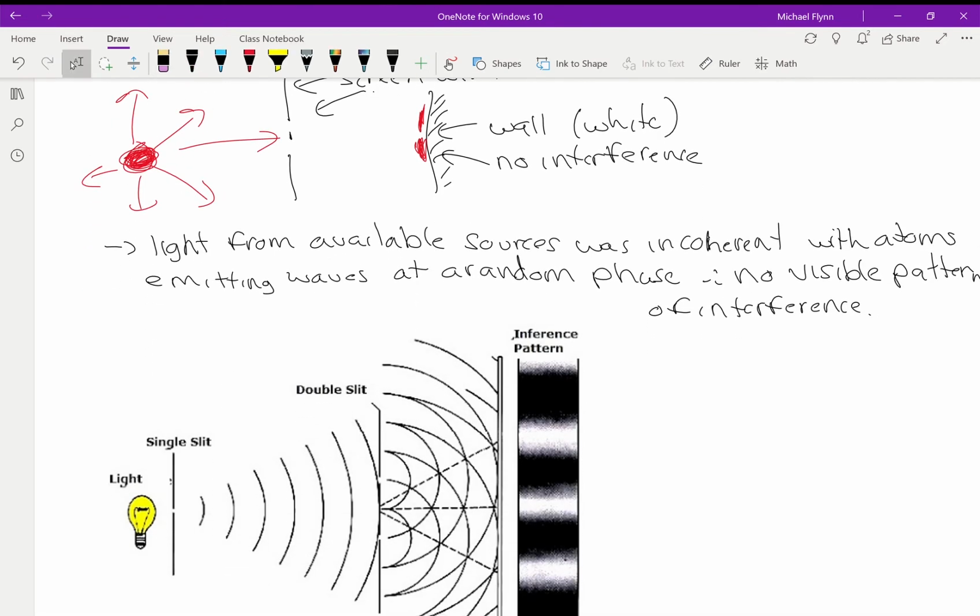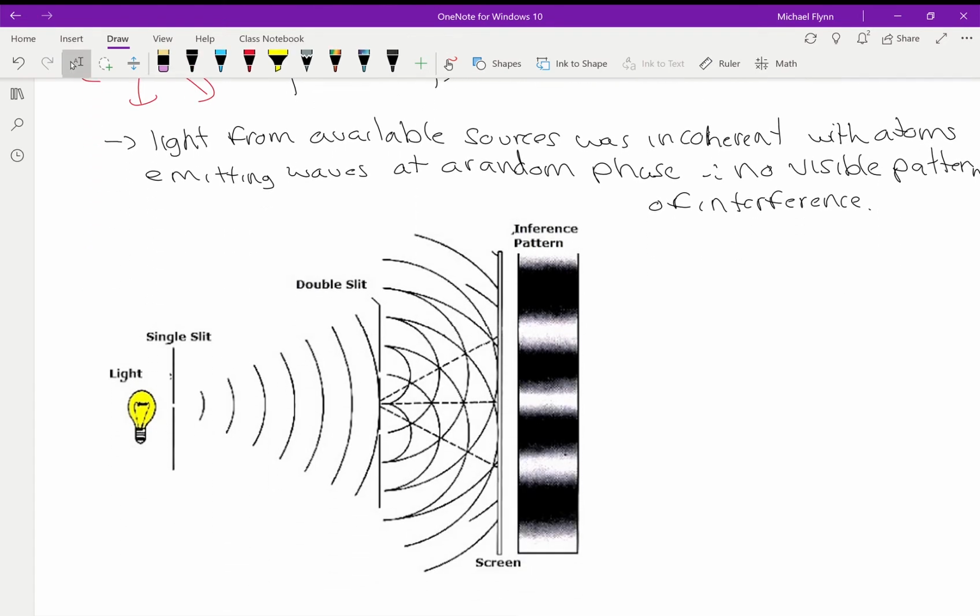Now the solution here, oh gosh, is to place a single slit in front of the double slit.